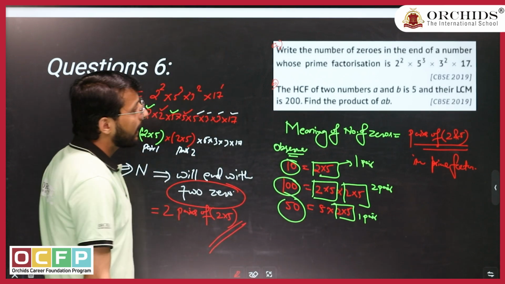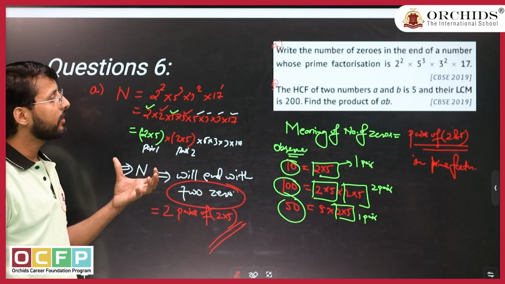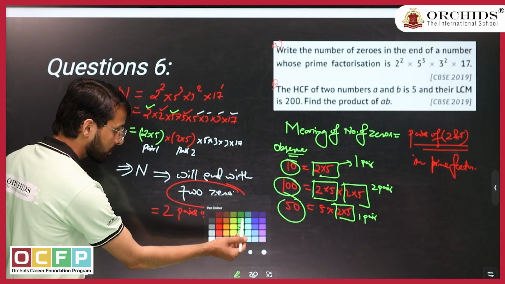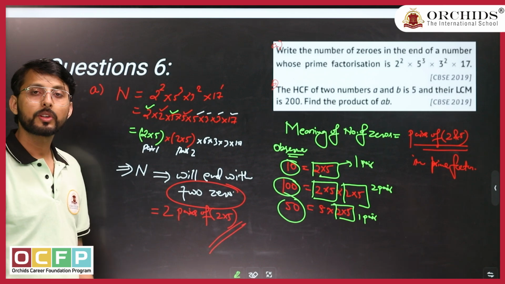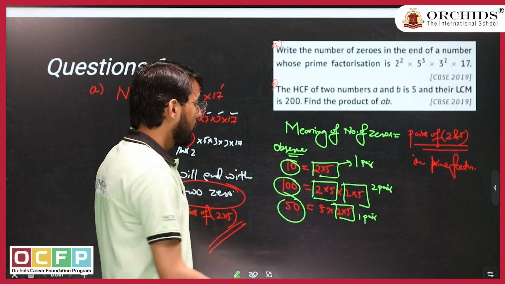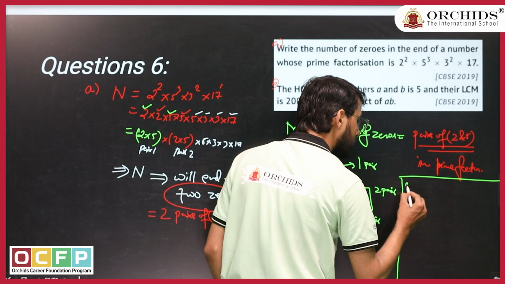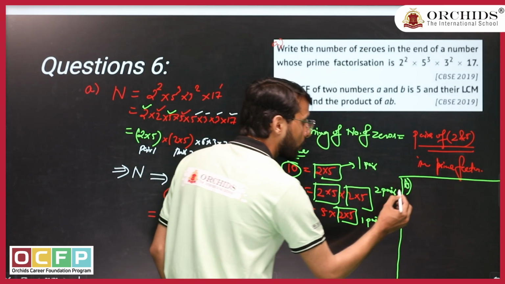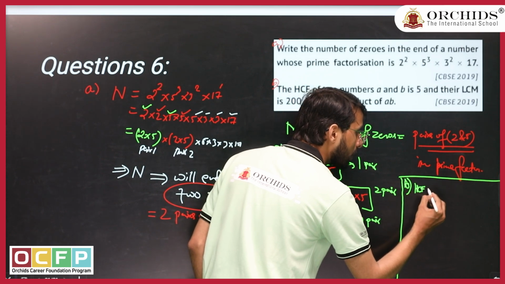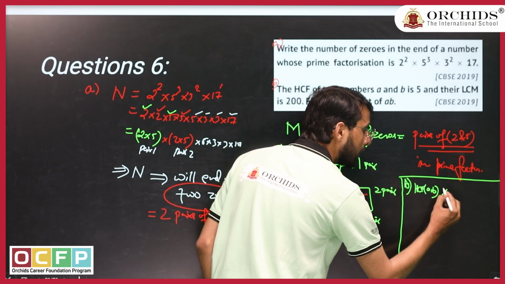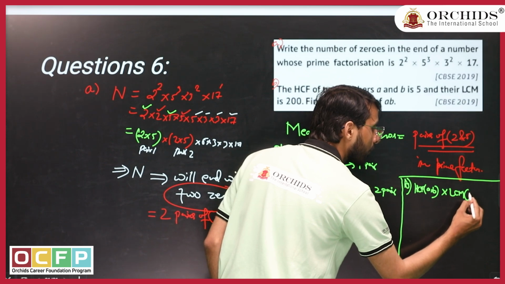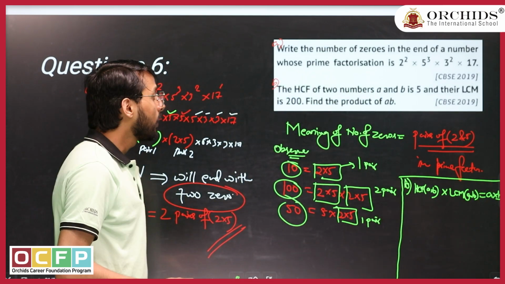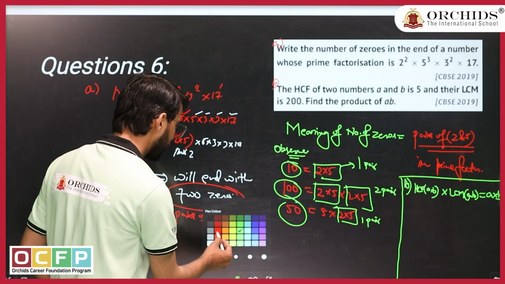Next one is: the HCF of two numbers A and B is 5 and their LCM is 200. This is one more important question of this part, where we have to use some other type of application. I am writing this as B part. First of all, what I told you at the starting, HCF of two numbers into LCM of two numbers is nothing but the product of those numbers only.